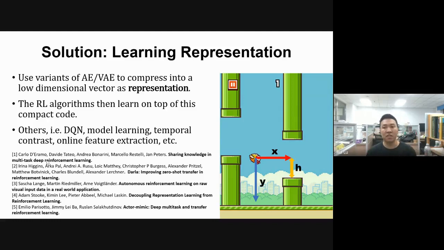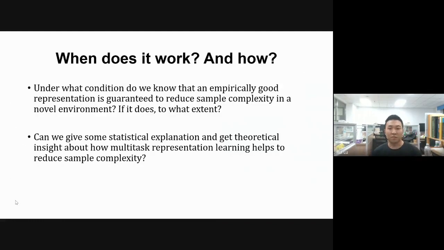This has proved to have very good efficiency at reducing the sample complexity. There are also many other sophisticated methods that use representation to reduce the sample complexity. I just list several typical papers here. Although we know empirically that learning a good representation usually helps to reduce the sample complexity, the theoretical understanding of why it works, when it works, and how it works is still limited.